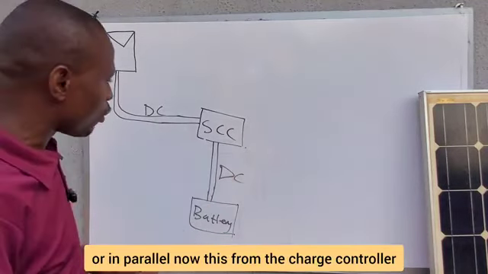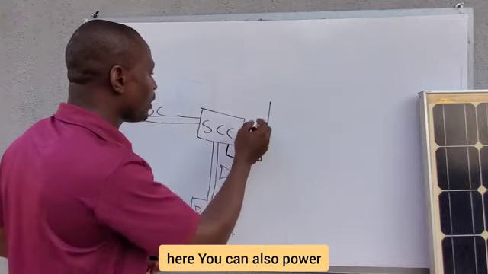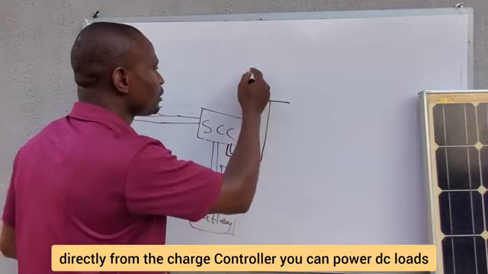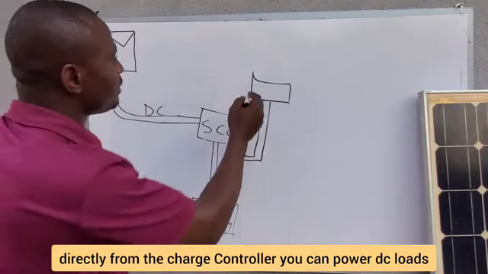Now, from the charge controller here, you can also power what we call DC loads, directly from the charge controller. You can power DC loads.